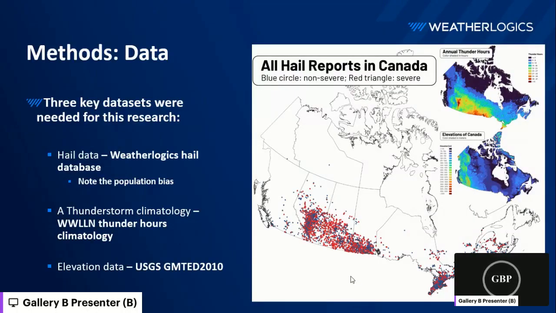So how did we go about this? Well, firstly, of course, the data. There are 3 key data sources for this research. Number 1, the WeatherLogics hail database. Number 2, a thunderstorm climatology is needed to set that upper bound. That came from the Worldwide Lightning Location Network, which provides a thunder hours climatology globally. And third, elevation data, which came from the USGS.